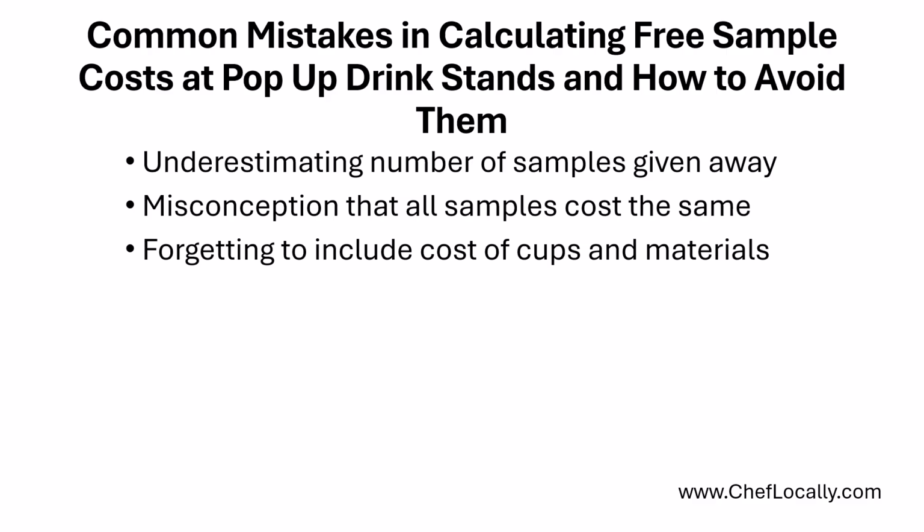Lastly, some vendors forget to include the cost of cups or other materials needed for sampling, which can add up and skew their budget. To fix this, always add these extra materials into the total cost calculation to get a clearer picture of expenses.